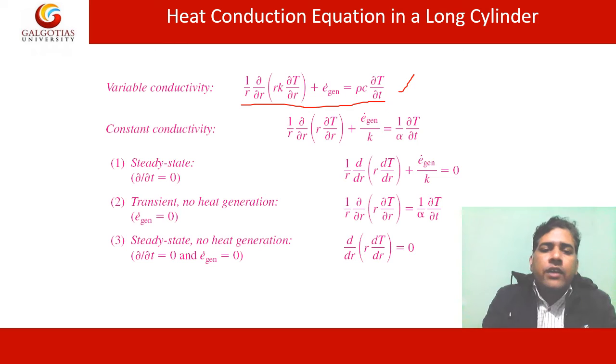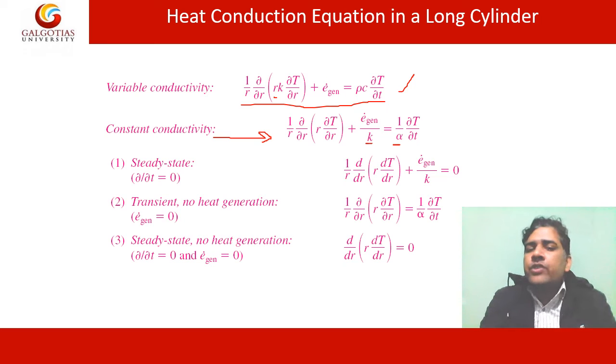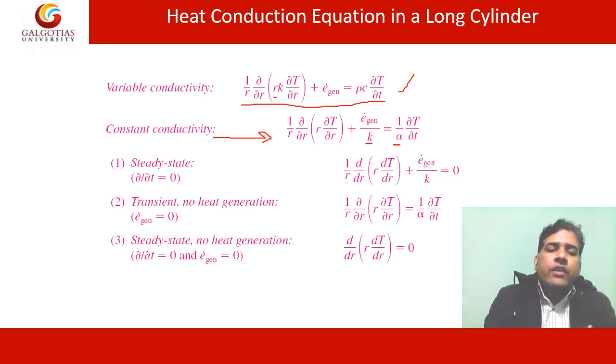Okay, and if the thermal conductivity is constant, the thermal conductivity will come out of this bracket, and we can divide the whole equation by it. What will happen is that we get alpha, the thermal diffusivity, which is written as k upon rho Cp.